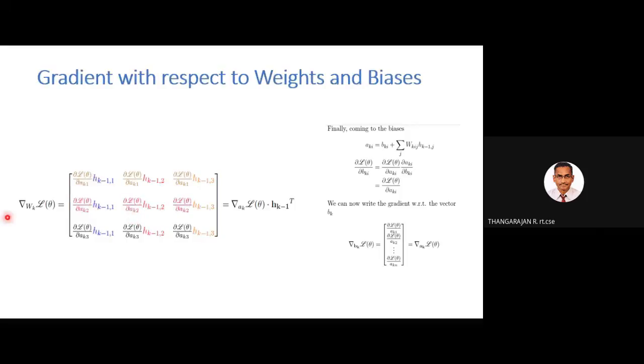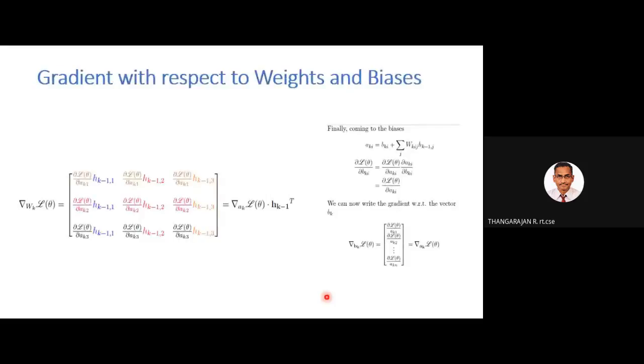Here, the gradient with respect to the weights at the kth layer will be like this, where k is the layer number. Similarly for the bias: the gradient with respect to bias B of k will be this array. So this is what we are computing using the chain rule.